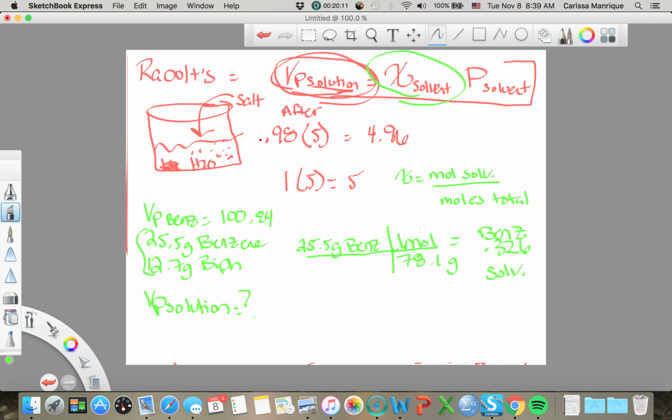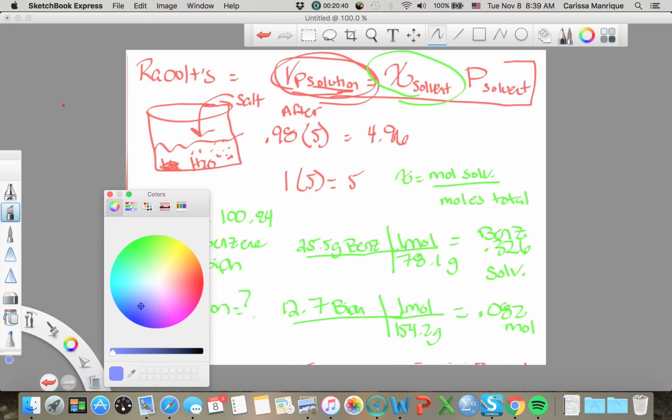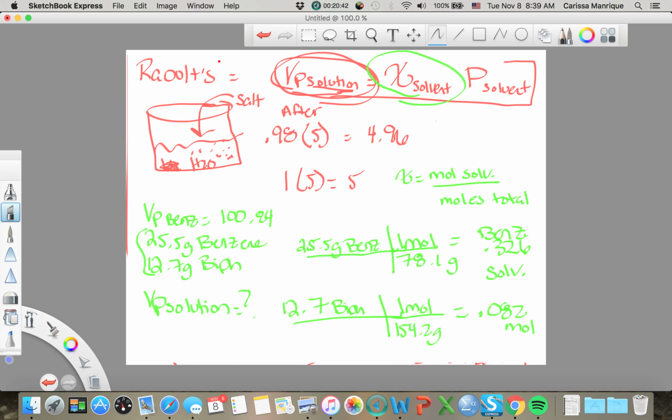This is my initial, because that's what I had in there initially. And then what I add in there is my solute. So biphenyl, I add everything up, I get the molecular weight, and that is 154.2 grams per 1 mole. I divide those so I can get the moles, and that is 0.082 moles. Now, to get the mole fraction here, moles of solvent, which is 0.08, no, sorry, that was my solute.